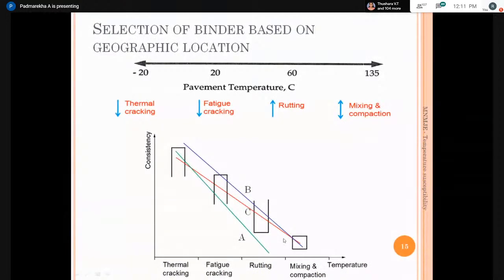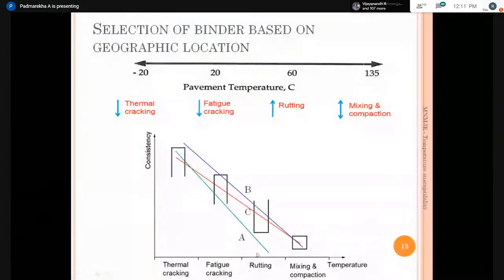And if you take binder B and binder A, let's take binder B first as an example. You see that it does not meet the low temperature criteria. It meets the rutting criteria, the high temperature criteria during service. It does not meet the low temperature criteria. Now, if you look into binder A, it does not meet the high temperature criteria, but this is okay in case it's for the fatigue cracking related. So now, which binder will you select? Do we omit binder A or binder B?